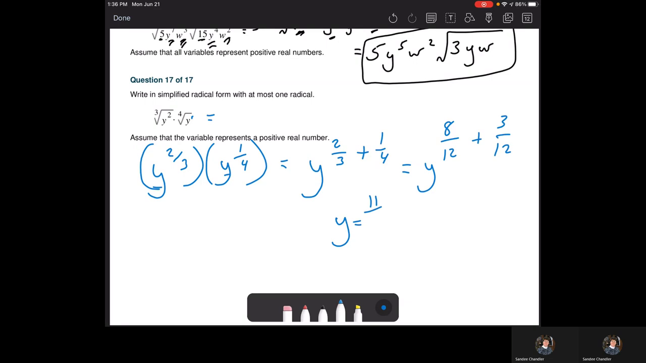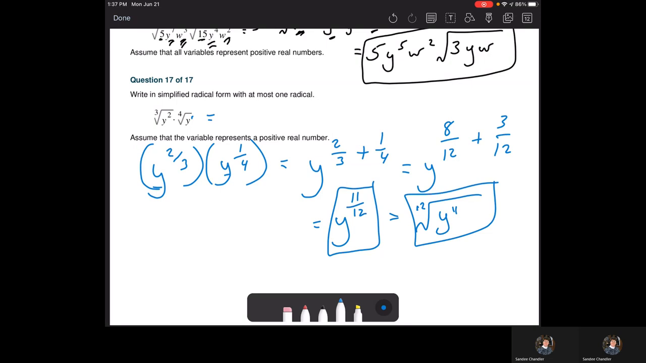Whoops, no equal sign. y to the 11/12. And it all depends on how Alex is feeling that day, whether it takes it like this or wants you to put it back into the square root stuff. So I'll figure out how Alex is feeling.